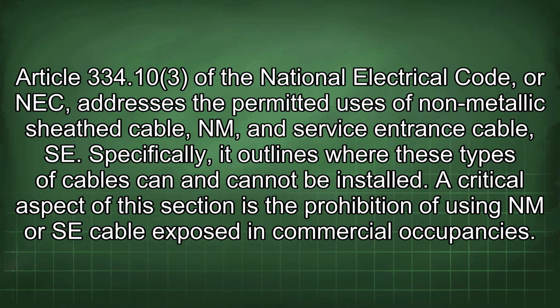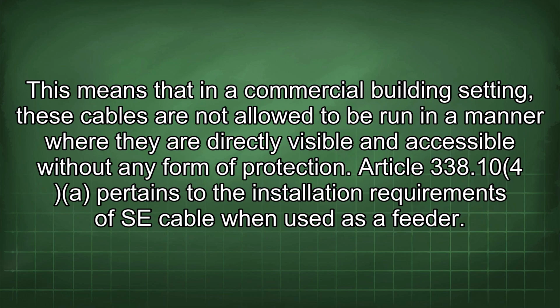Article 334.10(3) of the National Electrical Code, or NEC, addresses the permitted uses of non-metallic sheathed cable, NM, and service entrance cable, SE. Specifically, it outlines where these types of cables can and cannot be installed. A critical aspect of this section is the prohibition of using NM or SE cable exposed in commercial occupancies. This means that in a commercial building setting, these cables are not allowed to be run in a manner where they are directly visible and accessible without any form of protection.